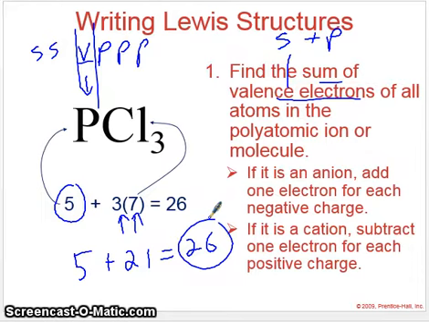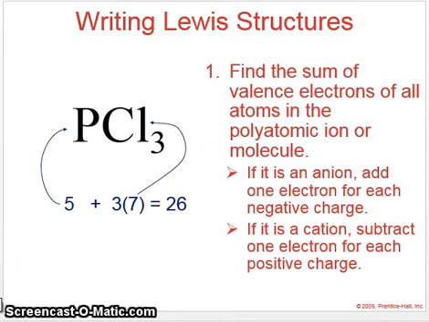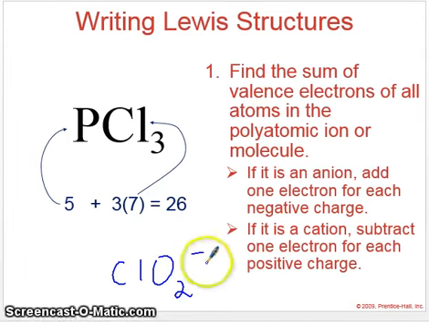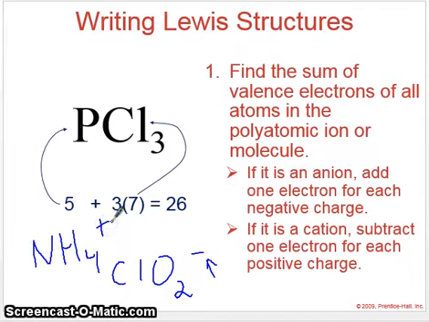Now, if you have an ion, say an anion, something like ClO2-, then you'll have to add one more electron due to the negative charge. If you have a positive ion, like NH4+, you'll have to subtract an electron because of this positive charge.